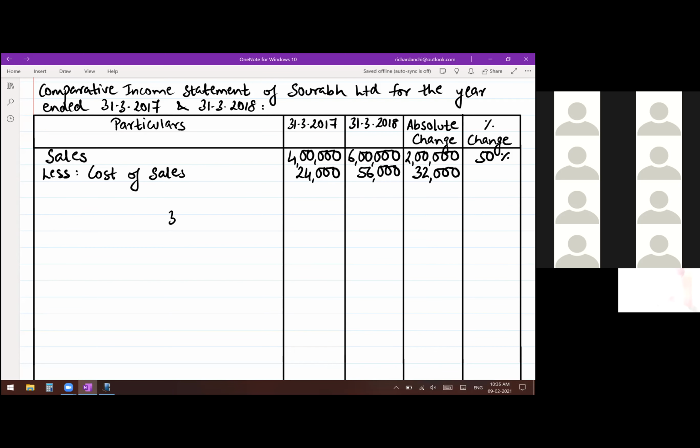Then percentage change, 32,000 change divided by initial 24,000 into 100. This is going to be more than 100%. The change is much more than the initial amount. So 133.33%.